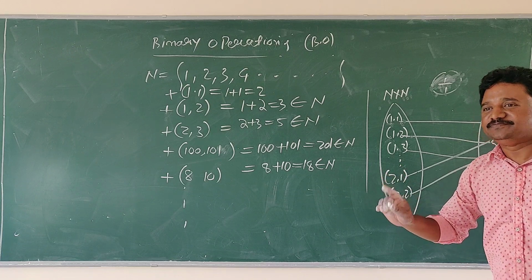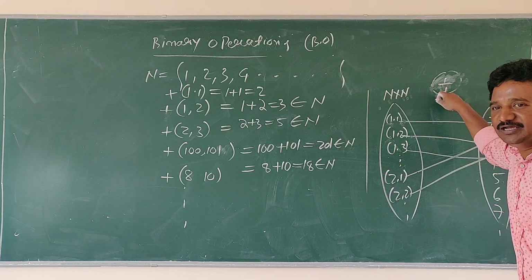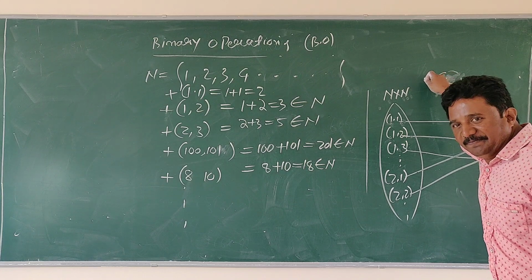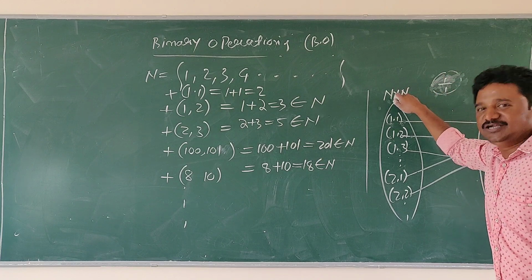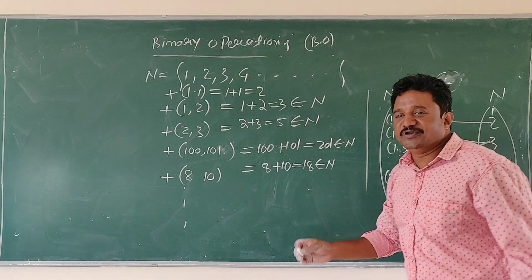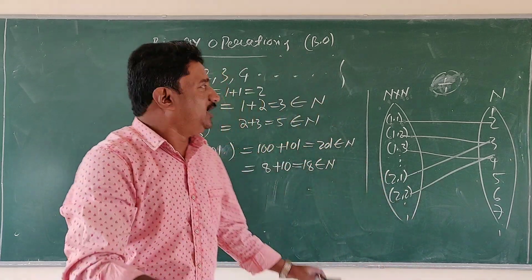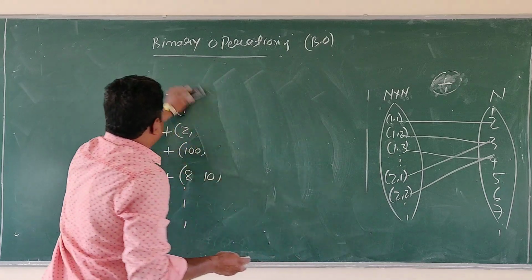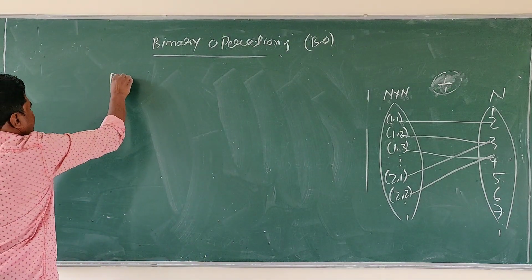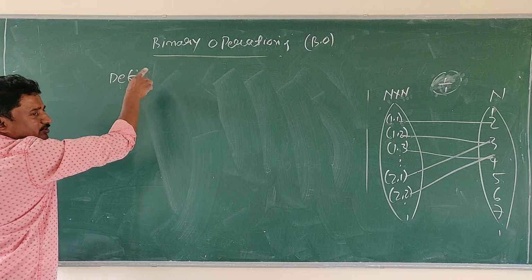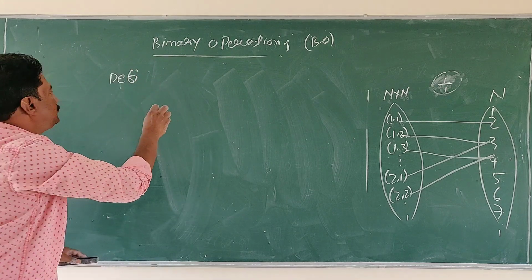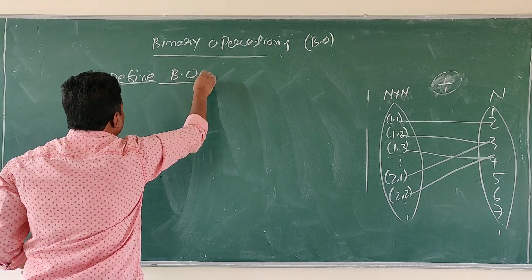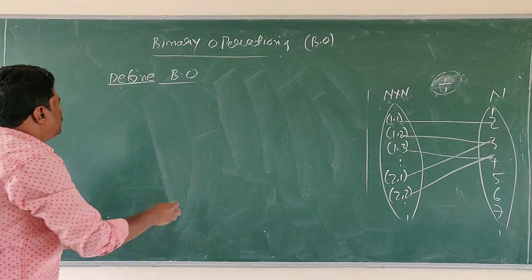I hope you understood. So define binary operation. Binary operation plus is a function from N cross N to N. So now I explain the general definition. They are going to ask this definition in the exam. Write this definition by heart. Define binary operation.